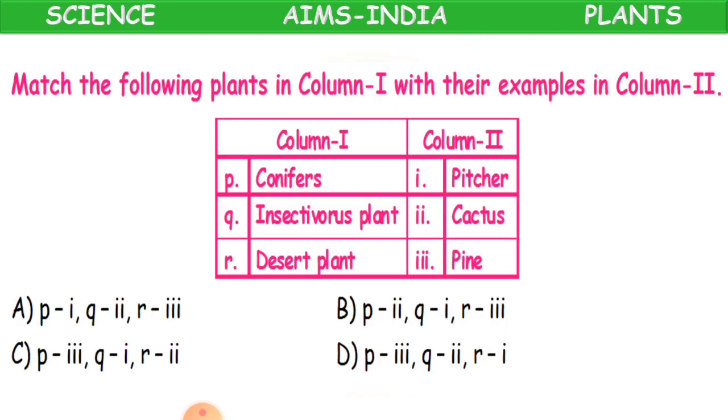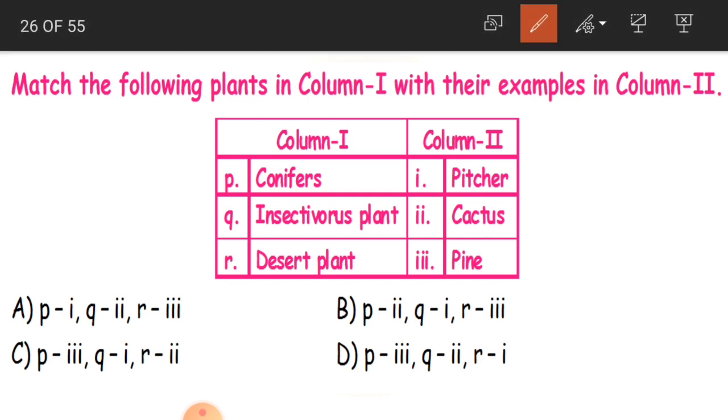The next question, match the following plants in column 1 with their examples in column 2. See here, you have got column 1 and column 2. So you have got the type of plants and the name of plants. We have to match them.